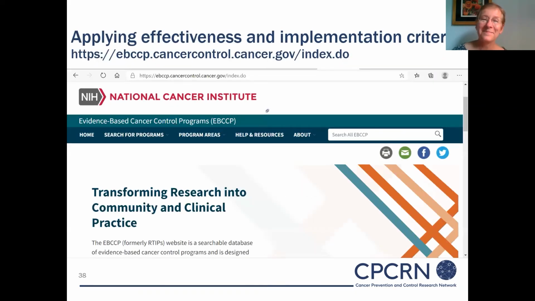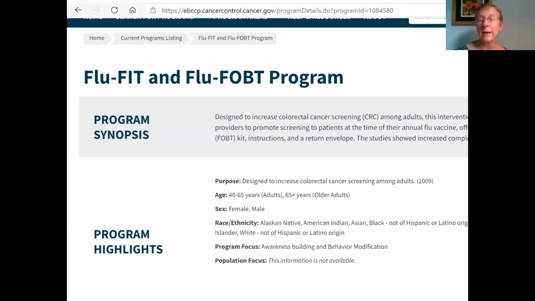Okay. So we're going to apply these criteria, and this time we are on the EBCCP website. So we're going to look specifically at the Flu-FIT and Flu-FOBT program, which I'll just say briefly is a program that combines distributing fecal test kits with getting your flu shot. So you have a captive audience that's come in for the flu shot. If they're eligible, you give them a cancer screening test kit to take home.